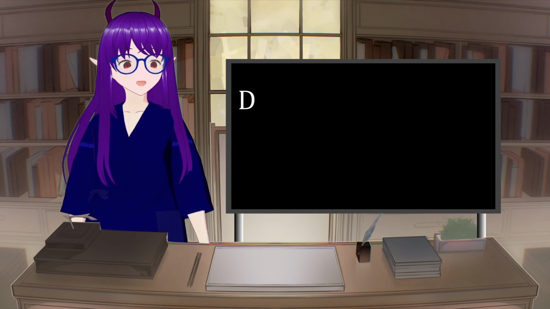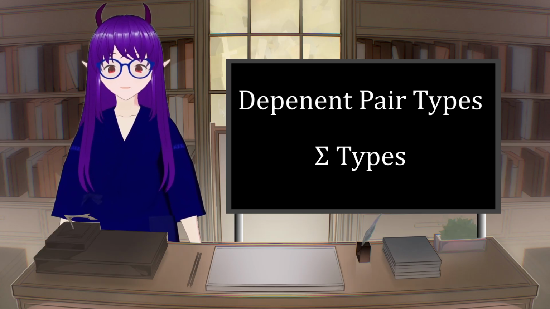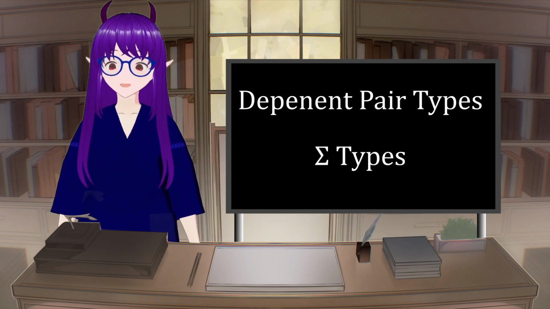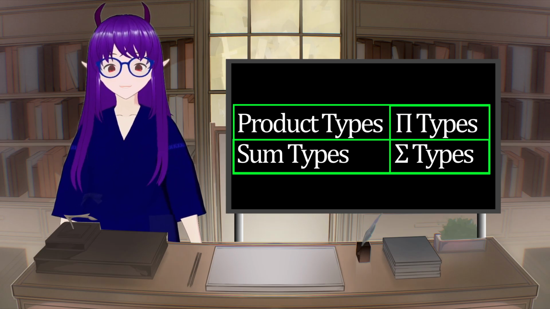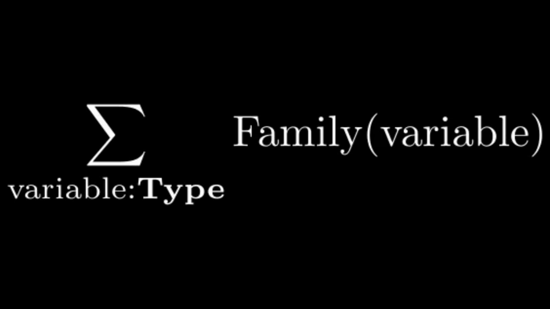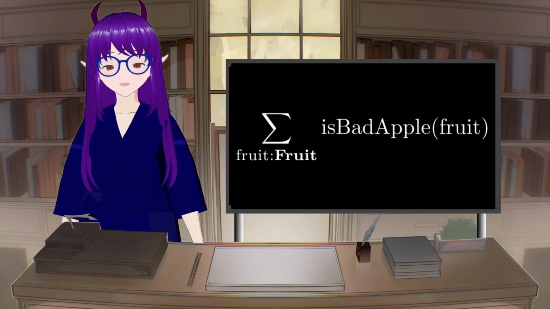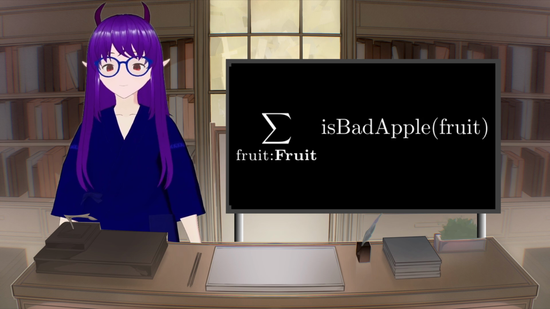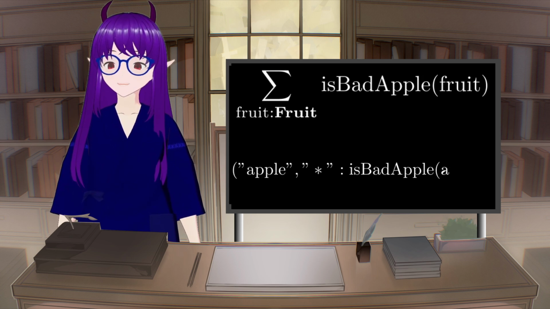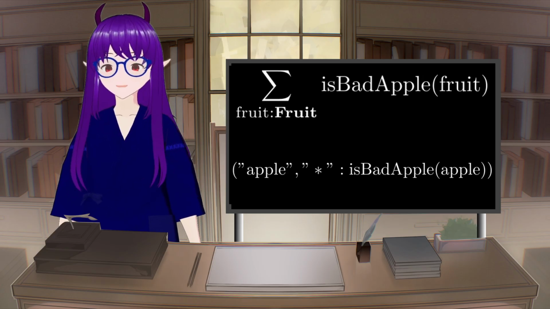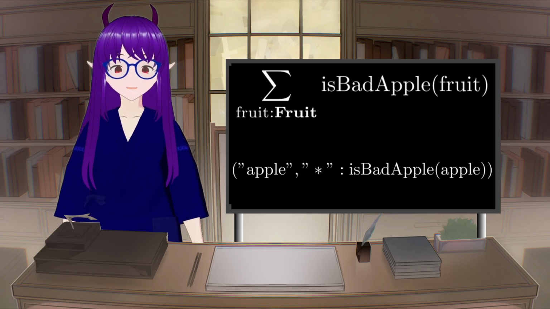Sigma types. But before that, we are going to talk about dependent pair types, otherwise known as sigma types. Just like pi types extend some types into the infinite, they have a very similar notation. With sigma types, just one member of this family has to be inhabited in order for the type to be inhabited. It is inhabited by a pair of the index and the witness for that particular index.